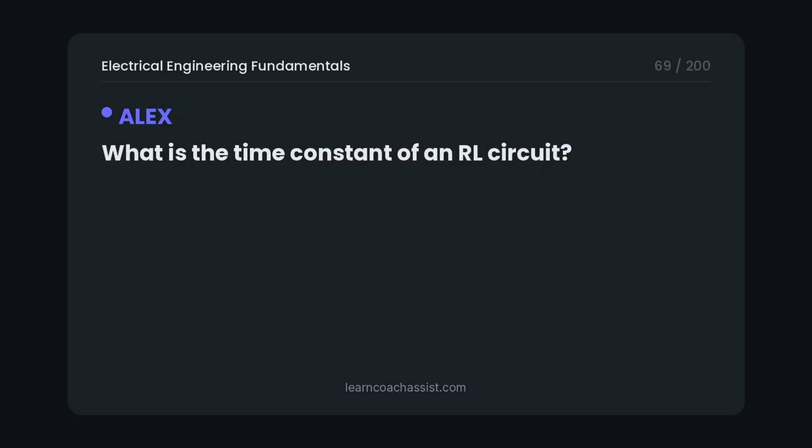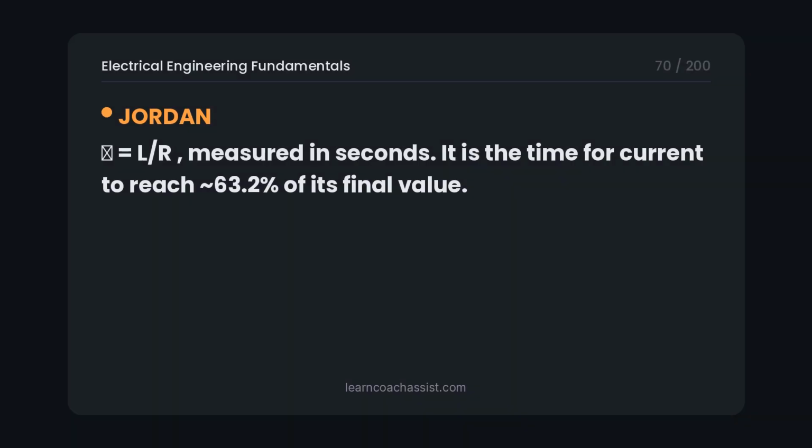What is the time constant of an RL circuit? Tau equals L/R, measured in seconds. It is the time for current to reach 63.2% of its final value.